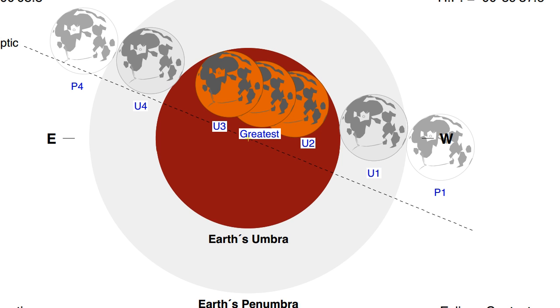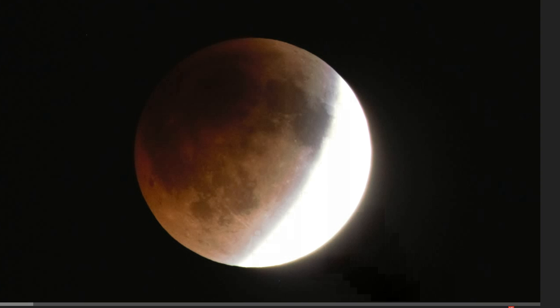Now, when the moon passes U2 at 10:25 universal time, it starts going into the complete shadow of the planet Earth. The moon starts turning red, and it's pretty much going to look like this.